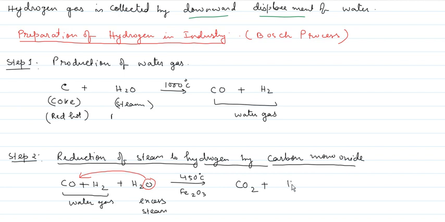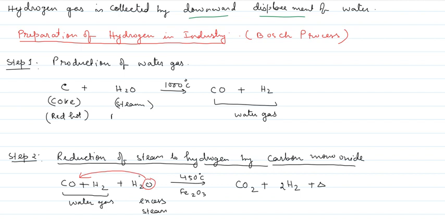Now we will balance it. So here you see 2 hydrogen, 2 plus 2, 4 hydrogen is there. So here also we will write 2. So now 2 into 2, 4 hydrogen. So now it is balanced. Okay. So this is called reduction. Reduction means removal of oxygen. Who is getting reduced? Water is getting reduced.